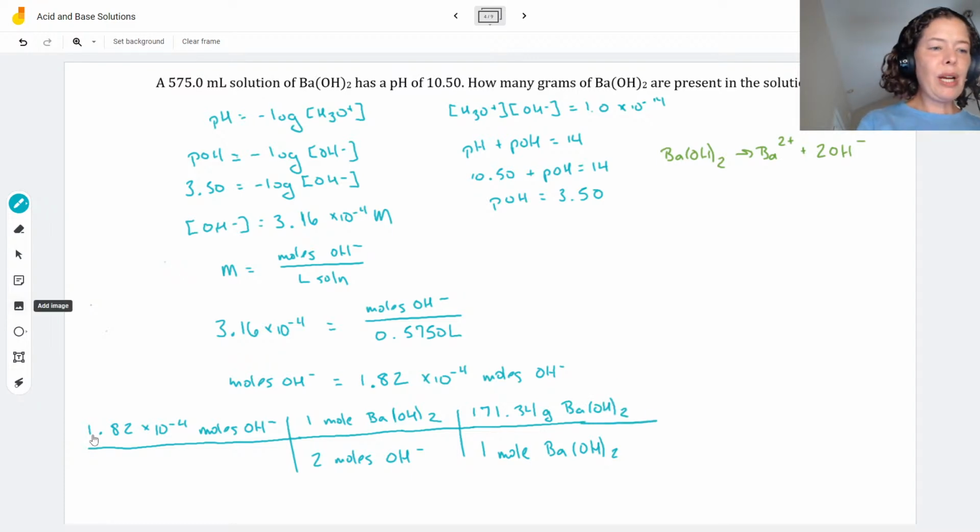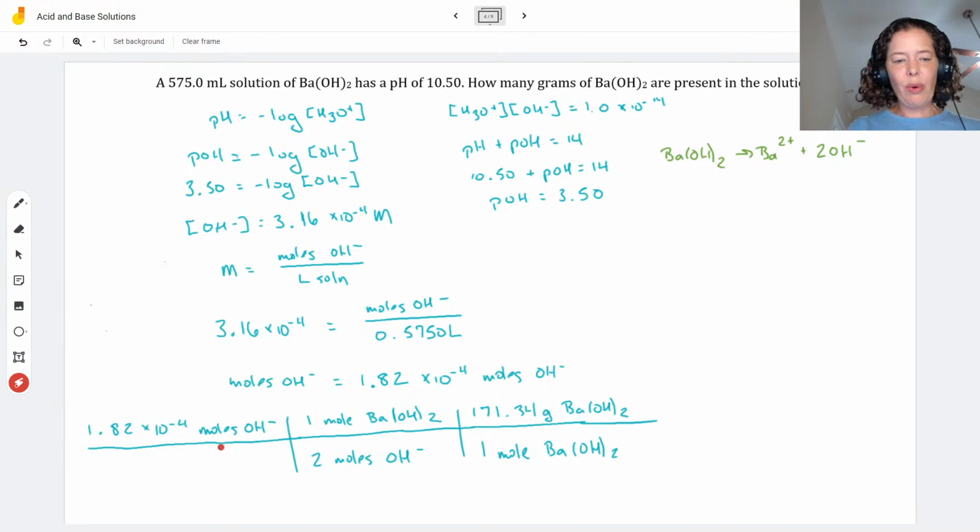So I just want to point out here, I guess I'll do it with the laser pointer. See how my moles of hydroxide cancel, then my moles of barium hydroxide cancel, and I'm left with my grams of barium hydroxide, which is what the problem asked for. So again, this is just pure stoichiometry.